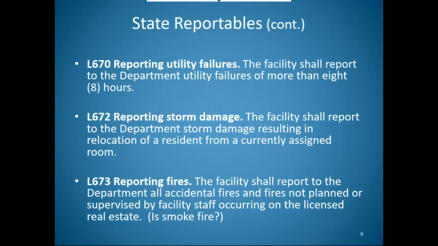Under state reportables, 670, you also have to report utility failures of more than 8 hours. This used to be 4 hours and it was extended to 8 hours a couple of years ago. So anytime you have a utility failure of more than 8 hours, it should be reported. You should report storm damage when it results in relocation of a resident from a currently assigned room. Let's say we have a big windstorm, a huge branch comes down off the tree, comes down through the resident's ceiling, they have to be reassigned from that room. That needs to be reported.